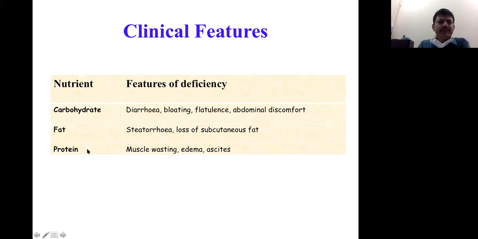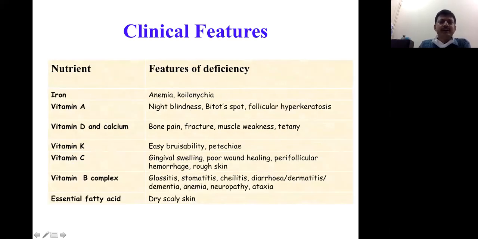For minor ones, this is something which all of us have been reading from our undergraduate days. It's nothing new, but it's important to think about them and ask about the features. Look for the history, look for the examination findings for looking at the deficiency of these micronutrients. So for iron, you may have pallor. When you examine the patient, there will be koilonychia.